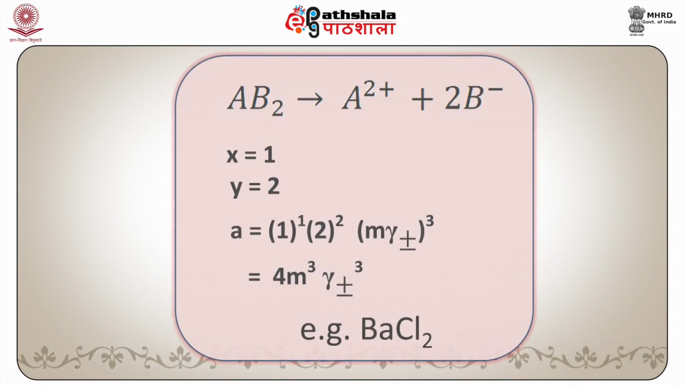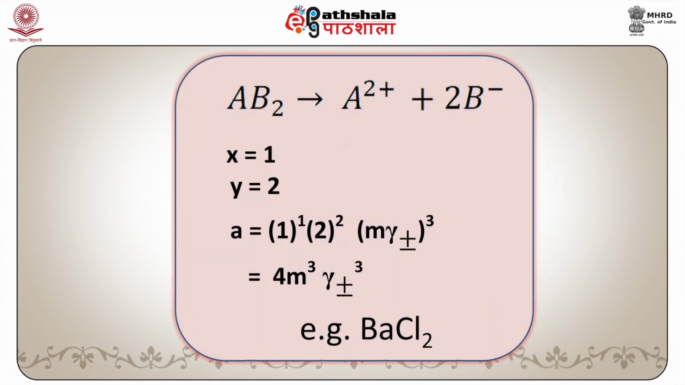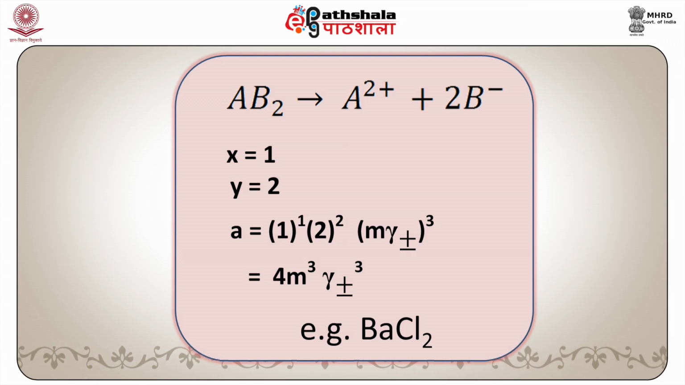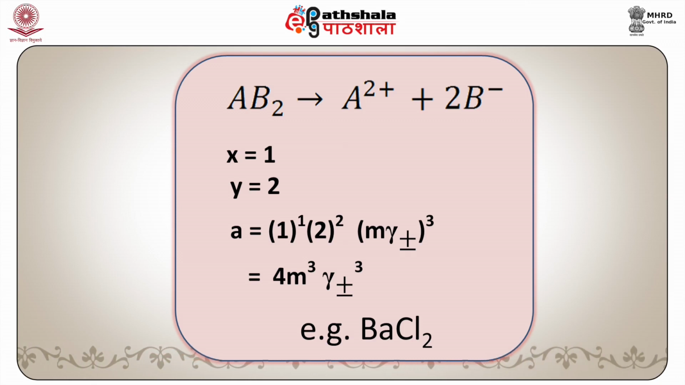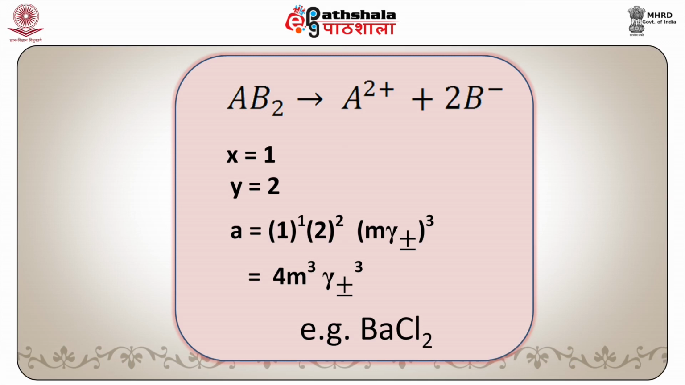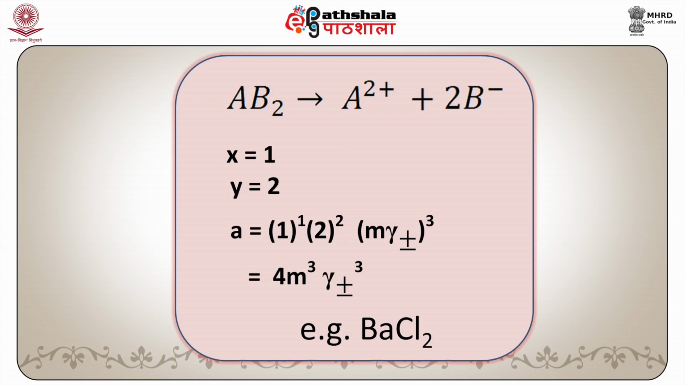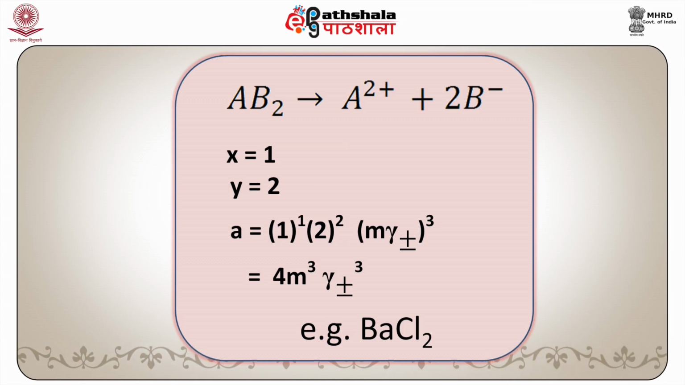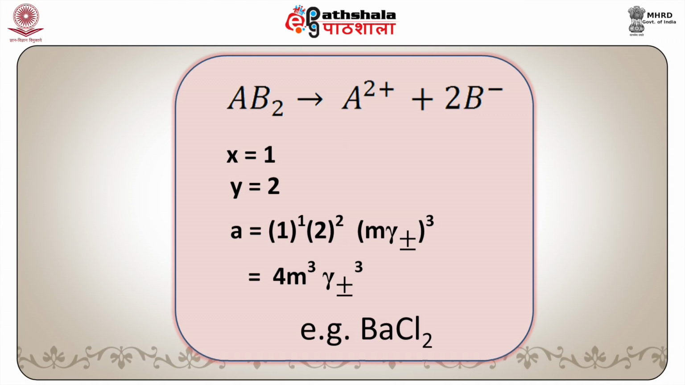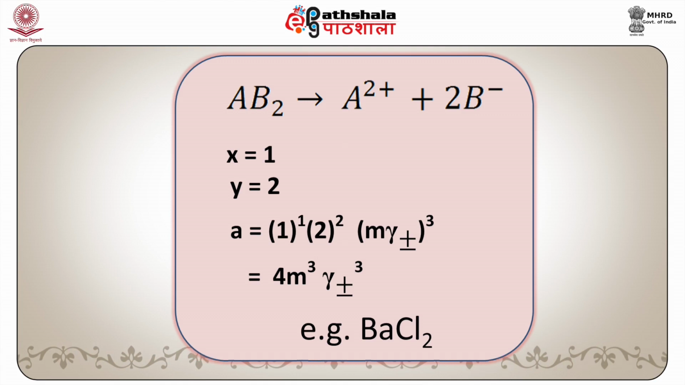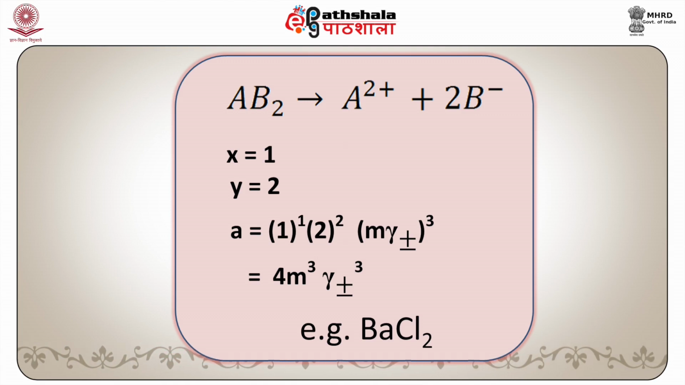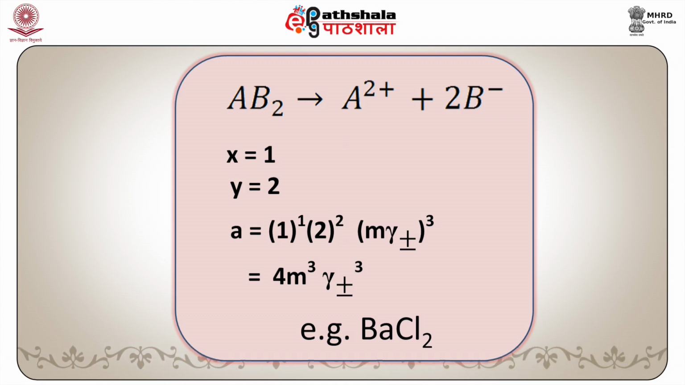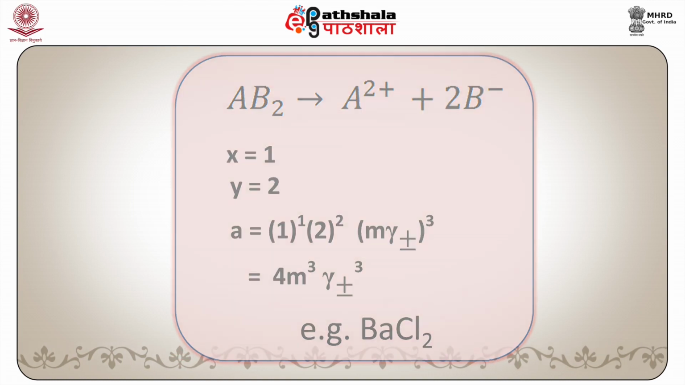For the uni-bivalent electrolyte of the type AB2, which dissociates into A2 plus and 2B minus, x is equal to 1 and y is equal to 2. Therefore, a can be written as 1 to the power 1 into 2 to the power 2 into M gamma plus minus to the power 3, which gives a equal to 4 times M cube into gamma plus minus cube. An example is barium chloride BaCl2.